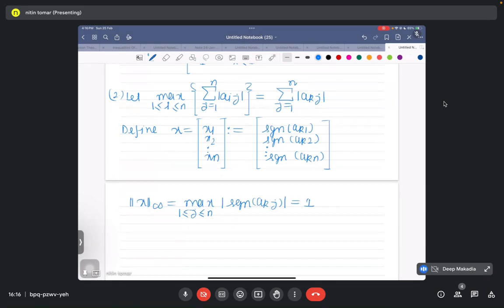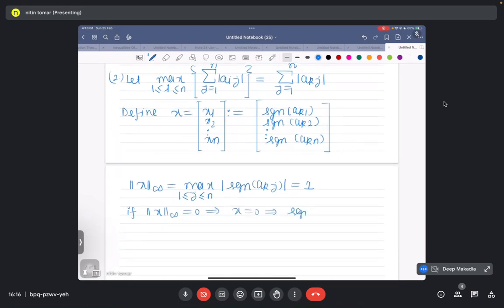What does it mean? That x is a 0 vector. But if x is a 0 vector, it means this summation mod akj is 0. But this is not possible, right? Yes. No, we have defined it this way. If norm x infinity is 0, then this implies x is 0. Then this implies sine of akj is 0 for all j. But when is sine of something 0? When the number itself is 0, right?